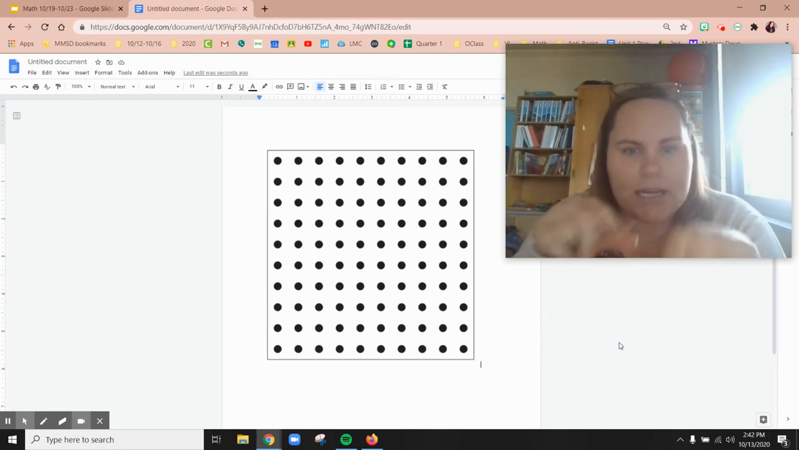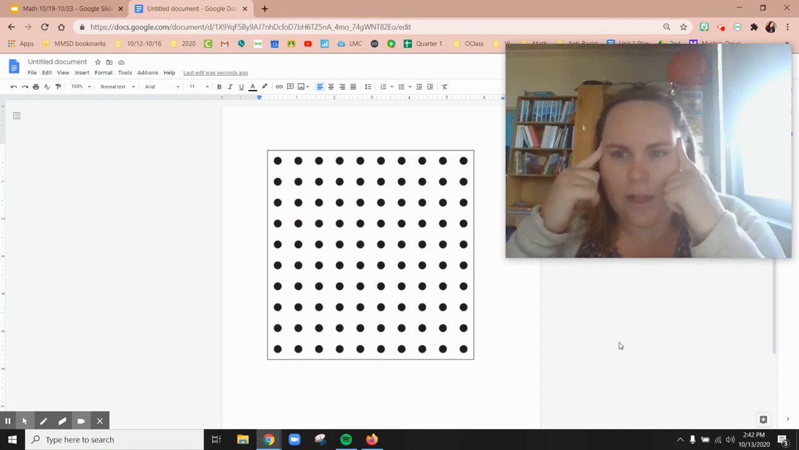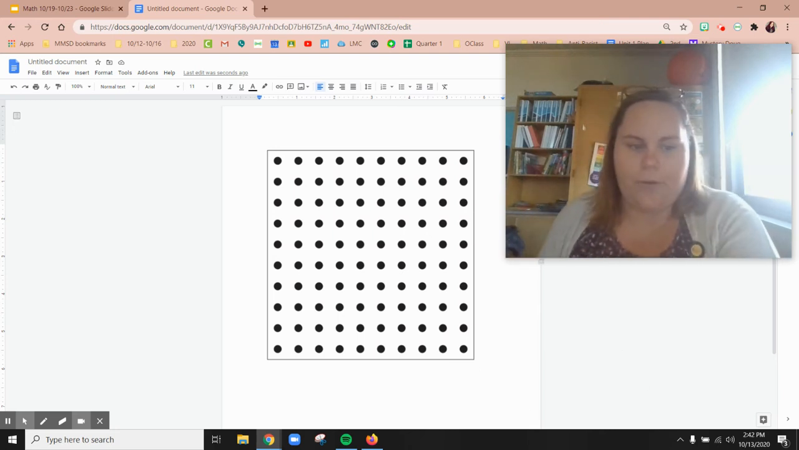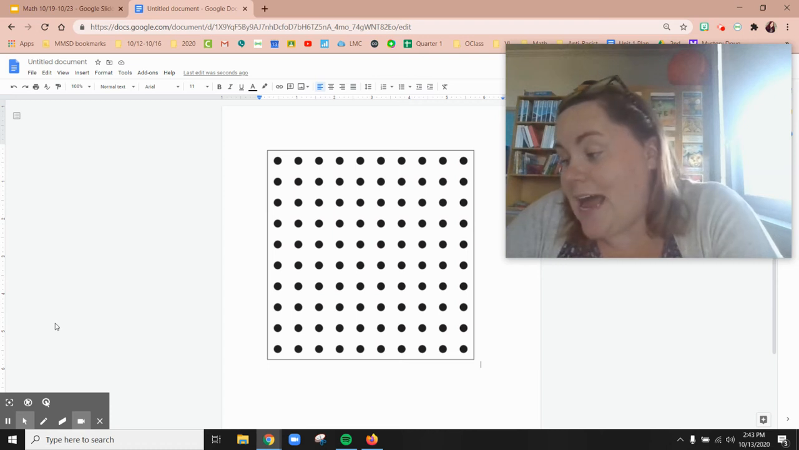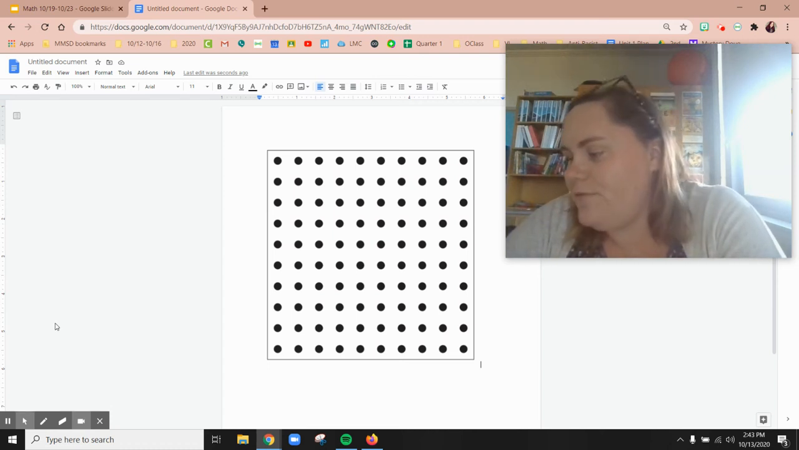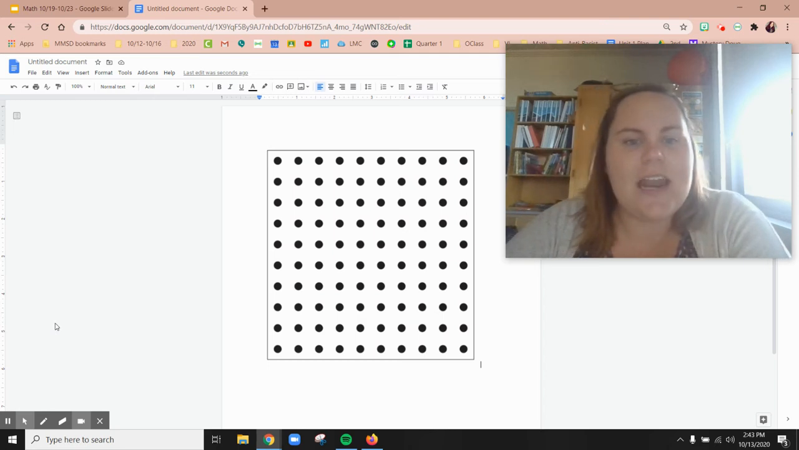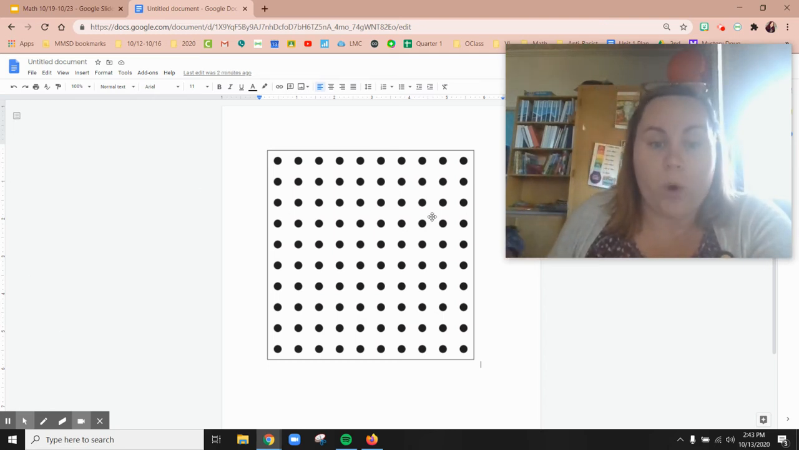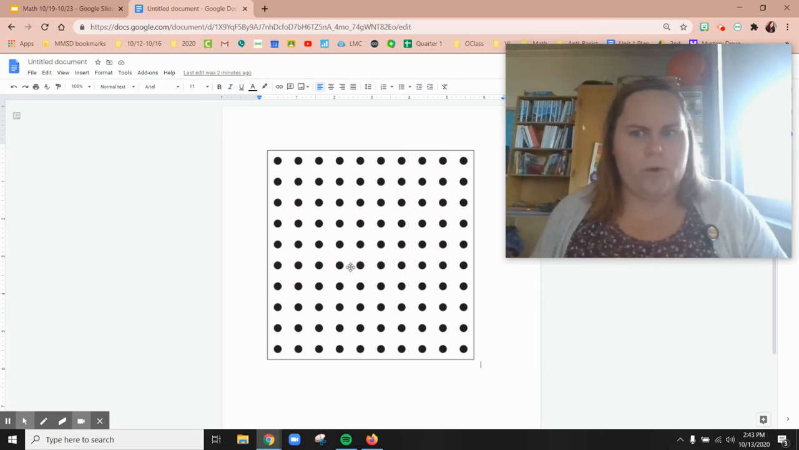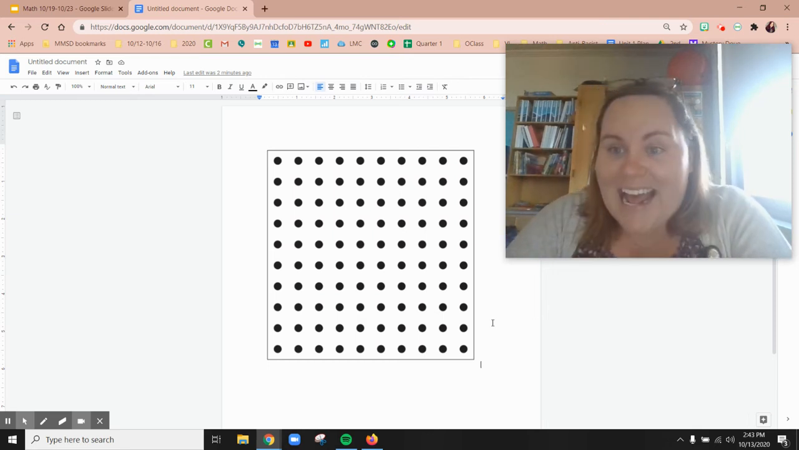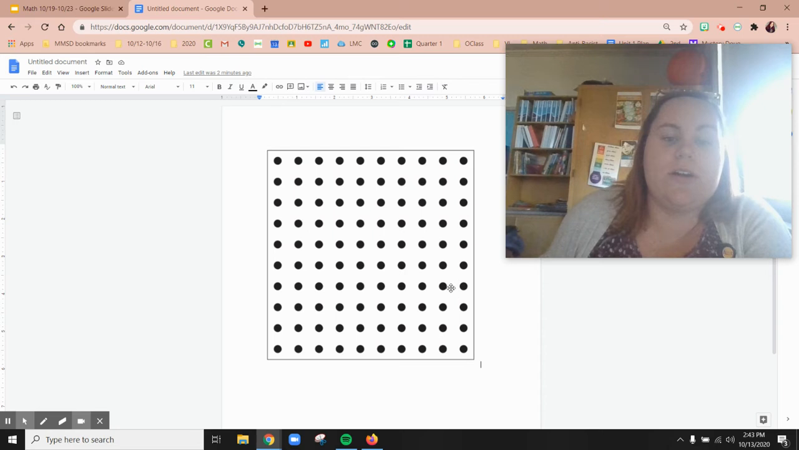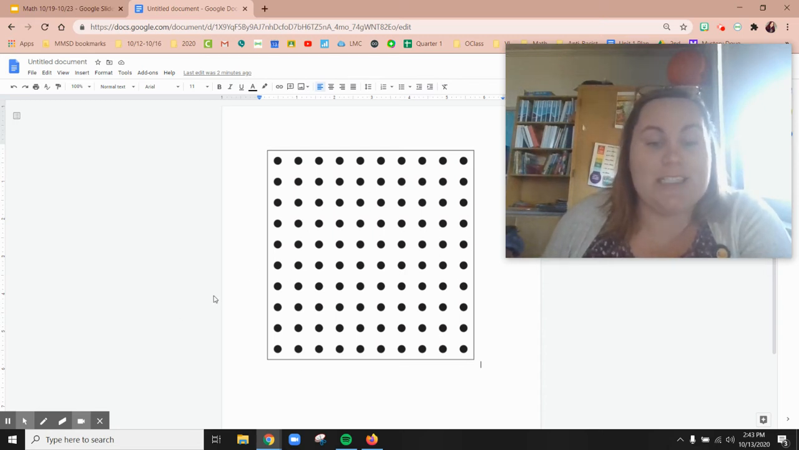So take a minute and look at this and think in your brain, I notice that there are, or I notice about this, think that right now. Maybe in your head you thought there are 10 dots in every row. Okay, and then I also noticed that maybe there are 10 rows. So if I have 10 dots in every row and I have 10 rows, what is 10 times 10? Ooh, that's 100, right? Because 10 tens is 100.